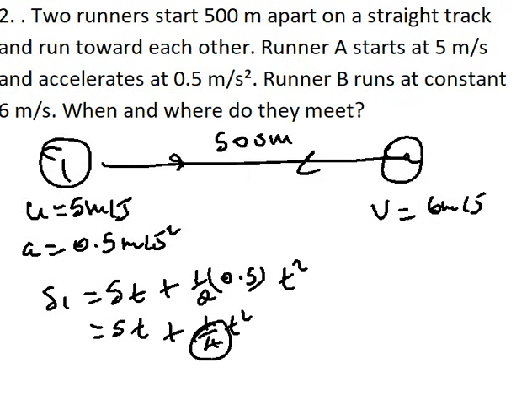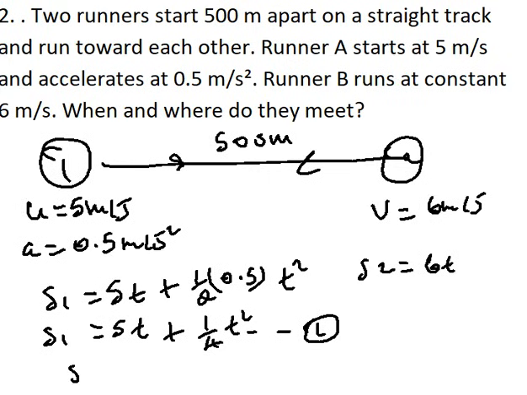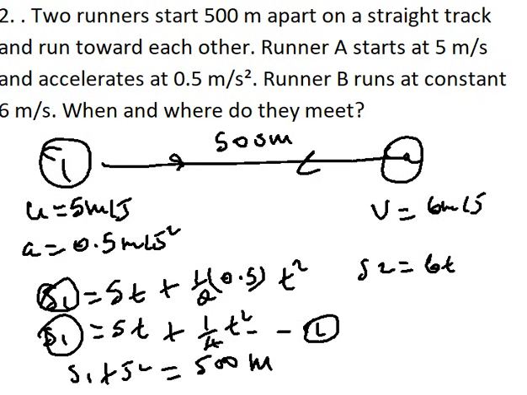You can have it in decimal form, that is okay. That is S1, equation 1, and S2 corresponds to 16. Then you have to understand that S1 plus S2 is equal to 500 meters. So you will be able to get the time from this, and later substitute to get the corresponding distances they have to travel.